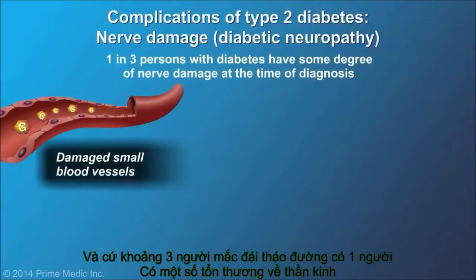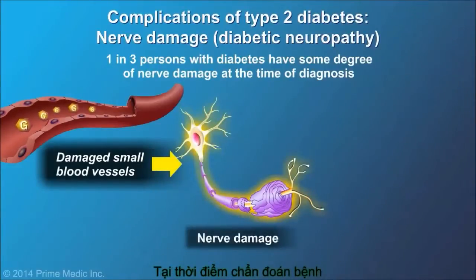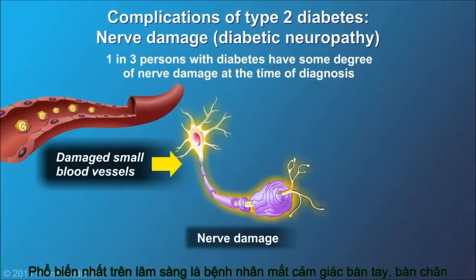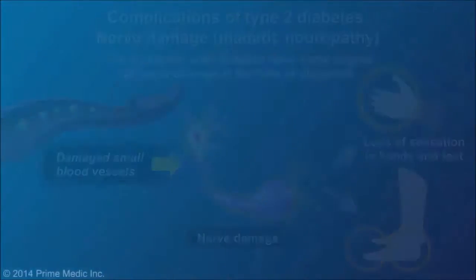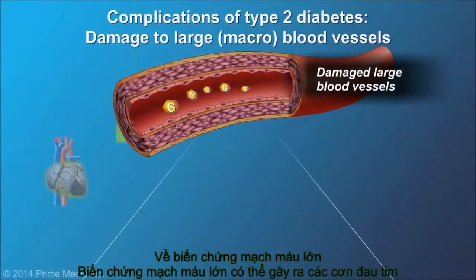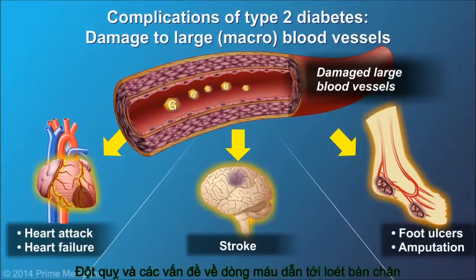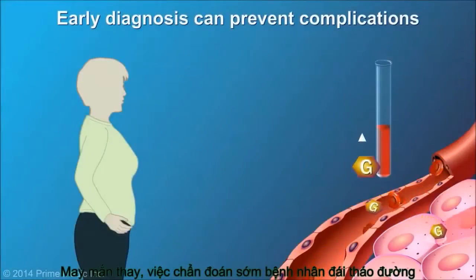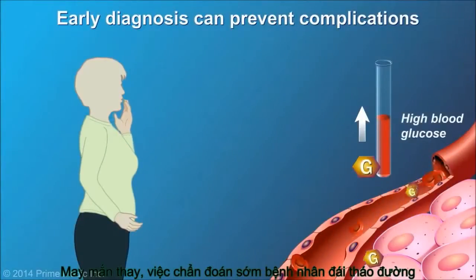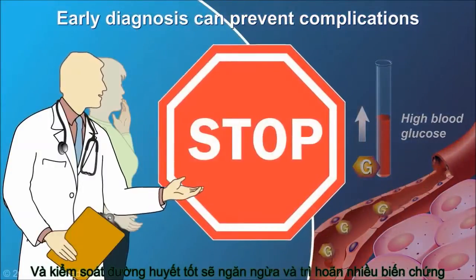About 1 in 3 persons with diabetes have some degree of nerve damage, known as diabetic neuropathy, at the time of diagnosis. Most commonly, this causes loss of sensation in the hands and feet. Damage to large blood vessels may cause heart attacks, strokes, and blood flow problems that can lead to foot ulcers or even amputations.